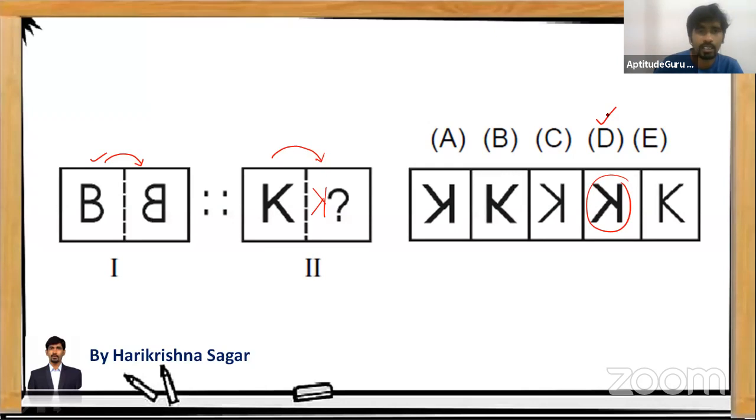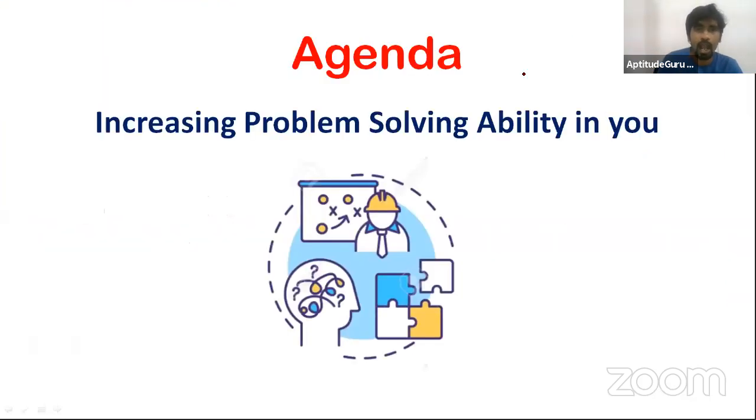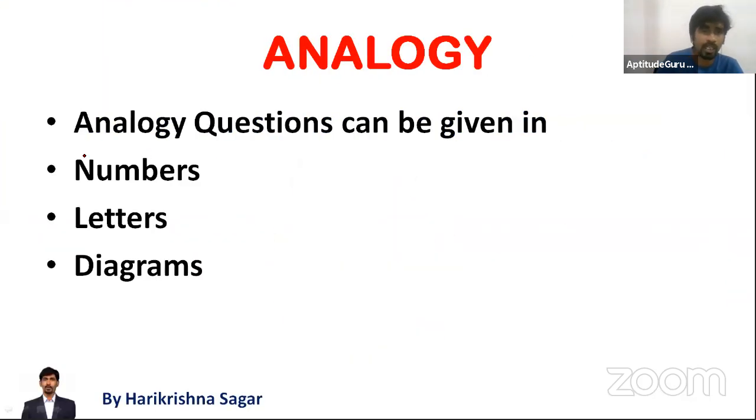So what we need to understand is what analogy is. Analogy questions we can expect in numbers more than in diagrams. Why? Because diagrams are very easy for us, as they are a kind of game. Mental ability is a kind of game where you can use your brain and your common sense in solving the questions.